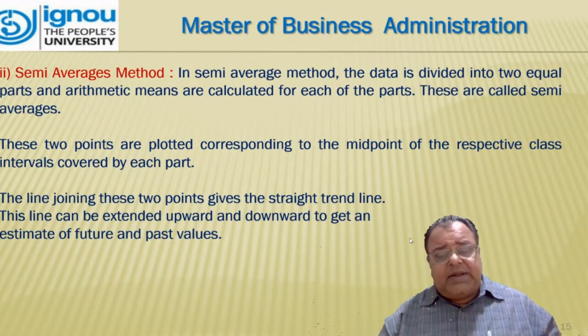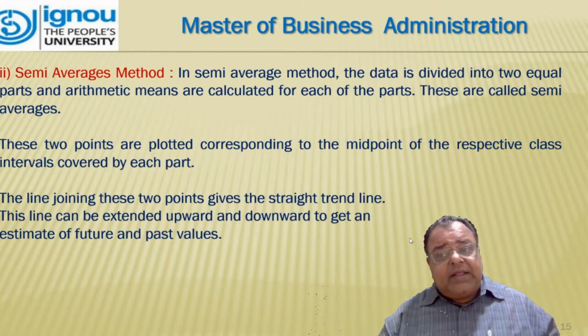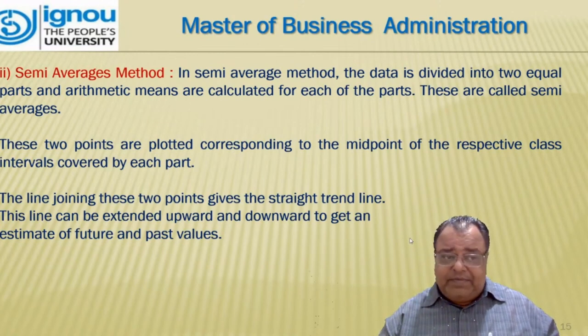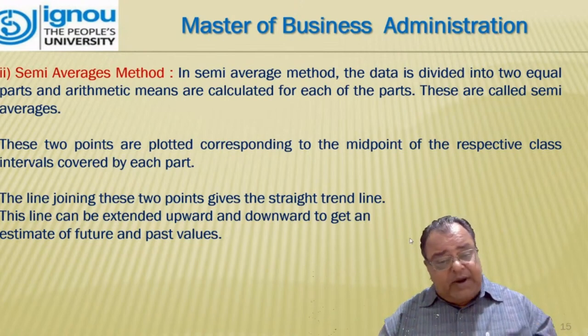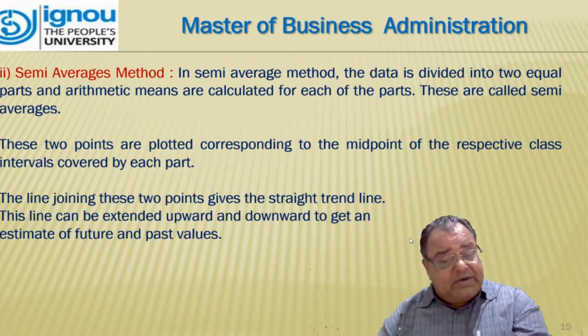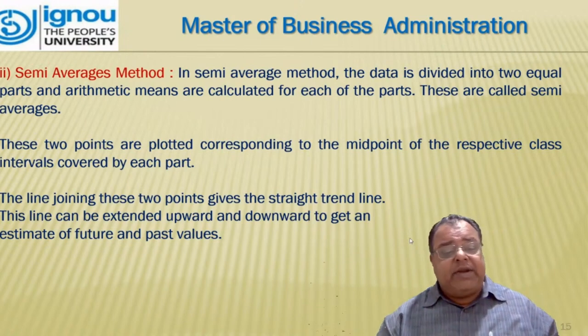Second one is the semi-averages method. In this method, the data is divided into two equal parts and arithmetic means are calculated for each of the parts. These are called semi-averages. These two points are plotted corresponding to the midpoint of the respective class interval covered by each part. The line joining these points gives the straight line trend. This line can be extended upwards and downwards to get an estimate of the future and the past values.